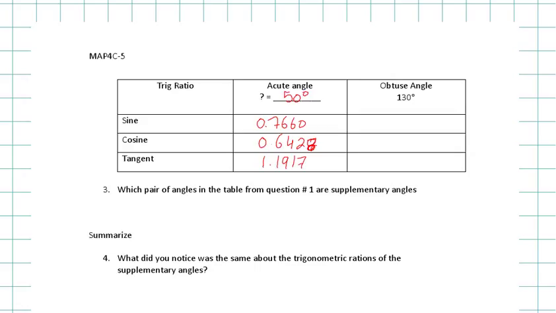For the obtuse angle, sine is the same. Cosine. Yeah, yeah. You guys have to be careful with that. All right, good, good.